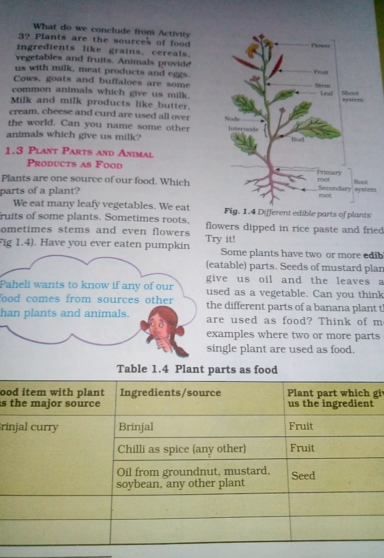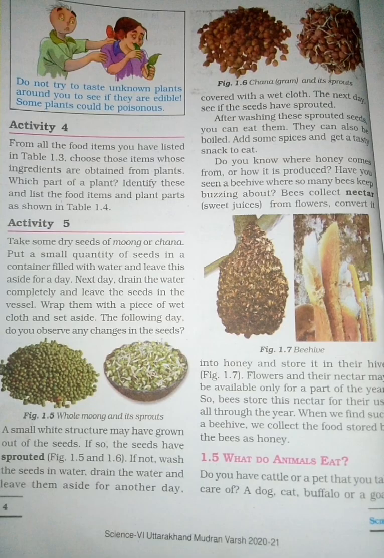So a table is here, 1.4, plant parts as food, like brinjal curry. If you want to make a brinjal curry, the ingredients are brinjal, chili as spices, and oil from groundnut, mustard, soybean, or any other plant. The plant parts which give us the ingredients are fruit and seed.